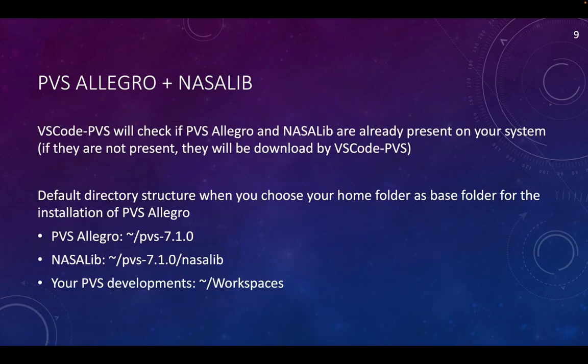When installed for the first time, VSCode-PVS will try to locate PVS Allegro and NASAlib on your system. If they cannot be found, VSCode-PVS will download them for you and proceed with the installation in a base directory of your choice. If you choose your home folder as base directory, VSCode-PVS will automatically create a folder PVS 7.1.0 for Allegro PVS with a subfolder NASAlib in it for NASAlib. An additional folder Workspaces will also be created in your home folder that you can use to store your PVS files.